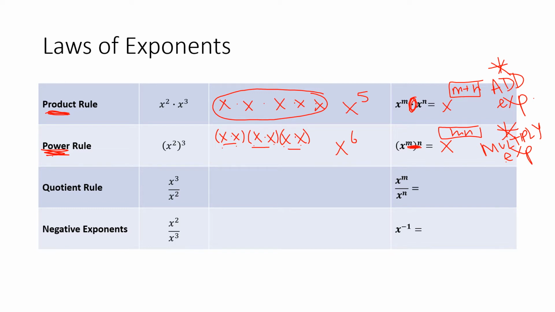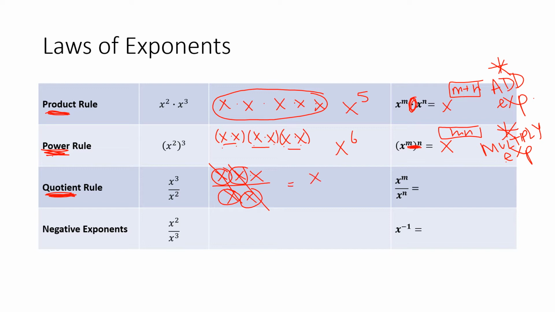Okay. Rule number 3 is referred to as the quotient rule. Quotient means divide. So here we have x cubed divided by x squared. So x cubed would be x times x times x. X squared would be x times x on the bottom. And we know that anything divided by itself is 1. So x divided by x is 1. That cancels out. Another x over x is 1. That cancels out. All we're left with is just one single x up there on top.